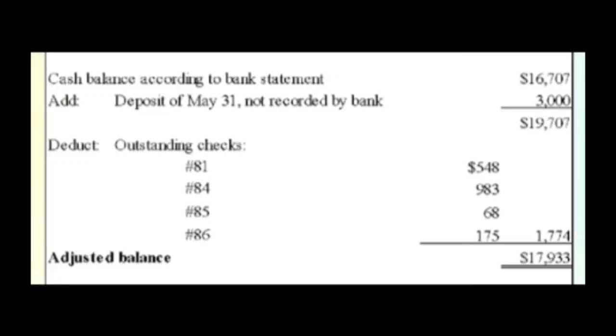Now if the bank wants the same balance as the company, it must deduct these checks from its books. 548, 983, 68 and 175, all these shall be deducted from this amount. Then the bank shall get the amount 17,993. Now let's take a look at the company's book and see if some of the reconciled items are presented there as well.